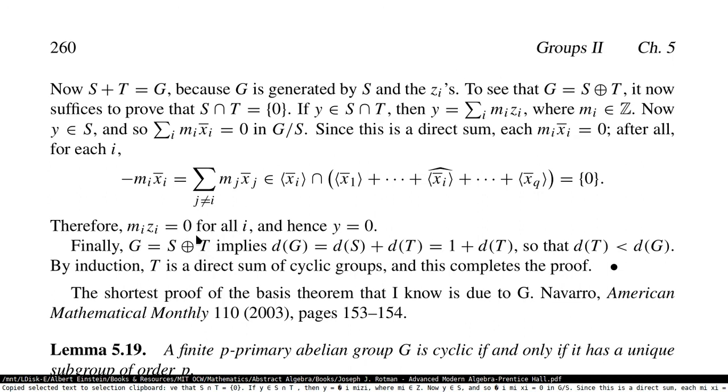Finally, G is equal to S plus T implies d of G is equal to d of S plus d of T, right? And that is equal to 1 plus d of T, so that d of T is less than d of G, and by induction T is going to be a direct sum of the cyclic subgroups Zi's that are separately generated. Alright, so that was the basis theorem.